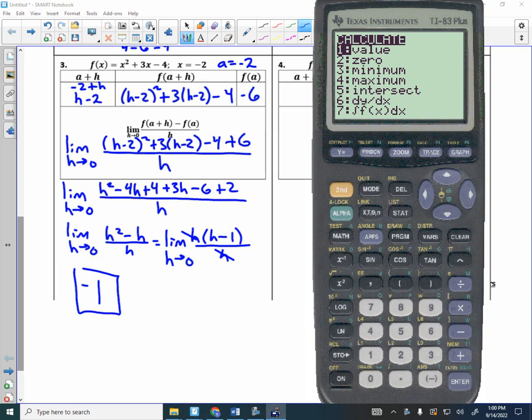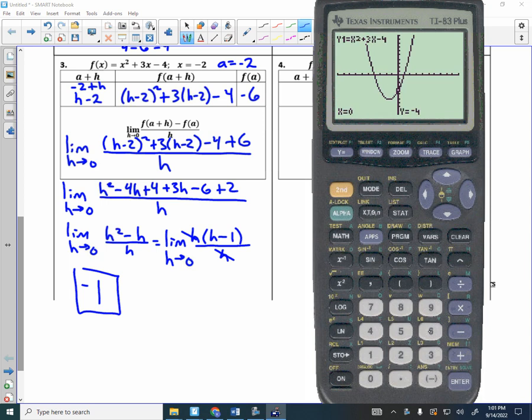And this says dy over dx, which means the change in y over the change in x, which is the derivative. It's your slope. So if you just simply press 6, it's going to find the derivative at whatever point you choose. And what is the point we're going for? If I just type in negative 2 and press enter, it tells me that dy over dx, the derivative, is exactly negative 1.